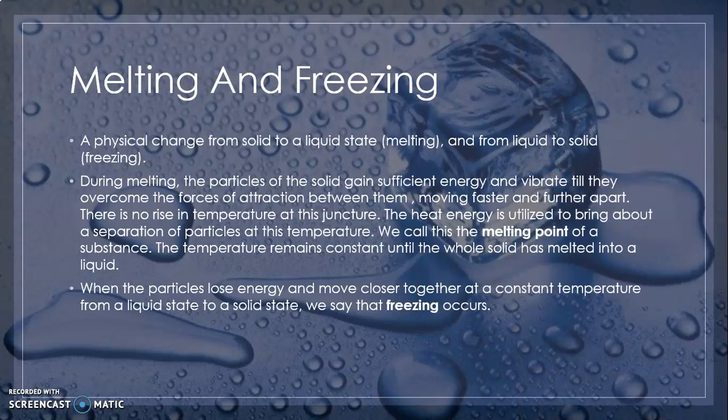A physical change from solid to a liquid state is defined as melting, and liquid to solid is freezing. During melting, the particles of the solid gain sufficient energy and vibrate until they overcome the forces of attraction between them, moving faster and further apart. There's no rise in temperature at this junction. The heat energy is utilized to bring about the separation of particles at this temperature. We call this the melting point of a substance. The temperature remains constant until the whole solid has melted into a liquid.